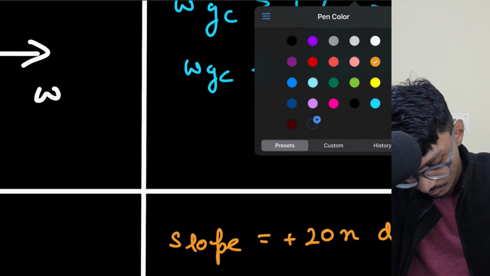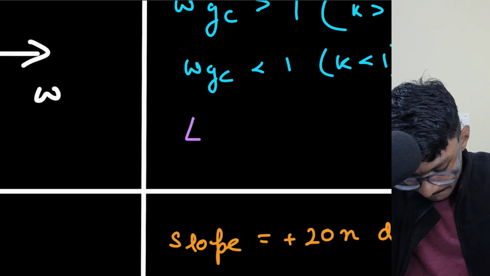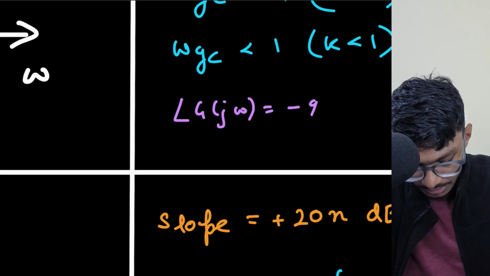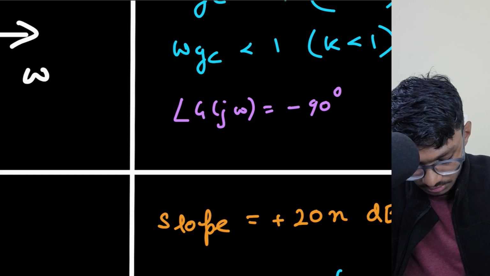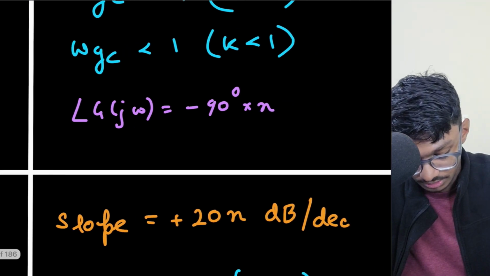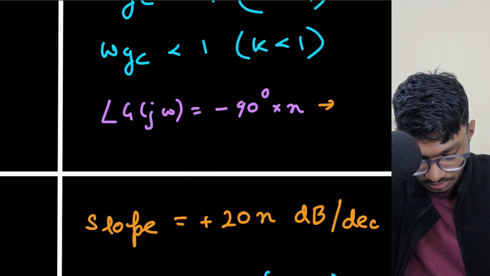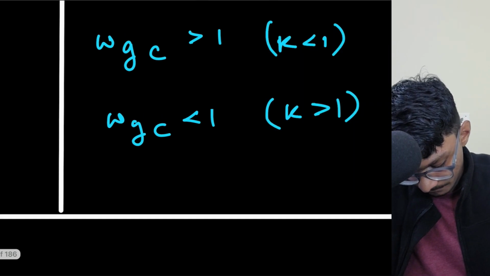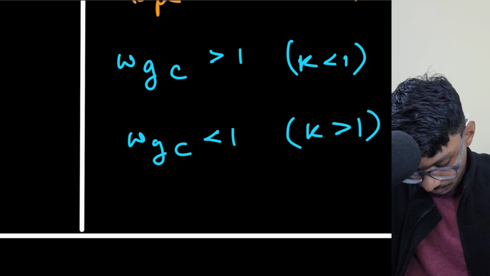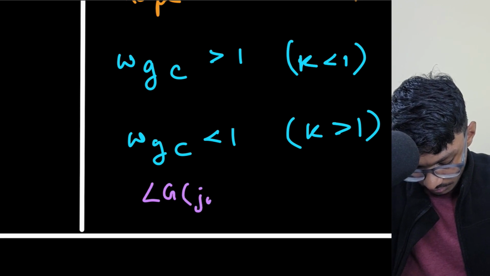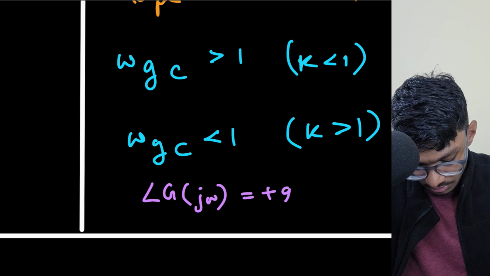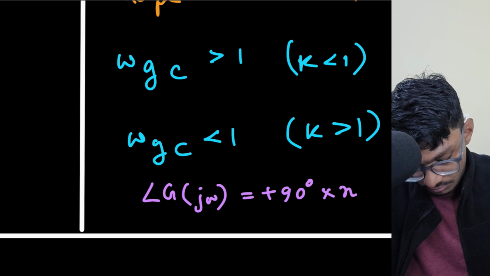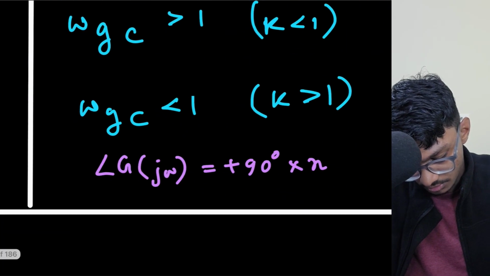The phase in this case will be simply minus 90 degrees times n. It will be constant. That is very important. People get confused by this. This is constant. And here my phase is plus 90 times n. Here also this is constant, not changing.